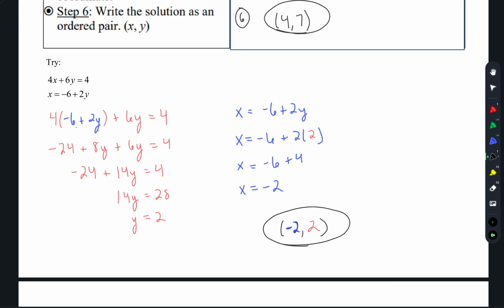So then I plugged 2 into the bottom equation. I thought that was easier personally. So then I plugged it in there and then added up the stuff. Okay? So that's your ordered pair.